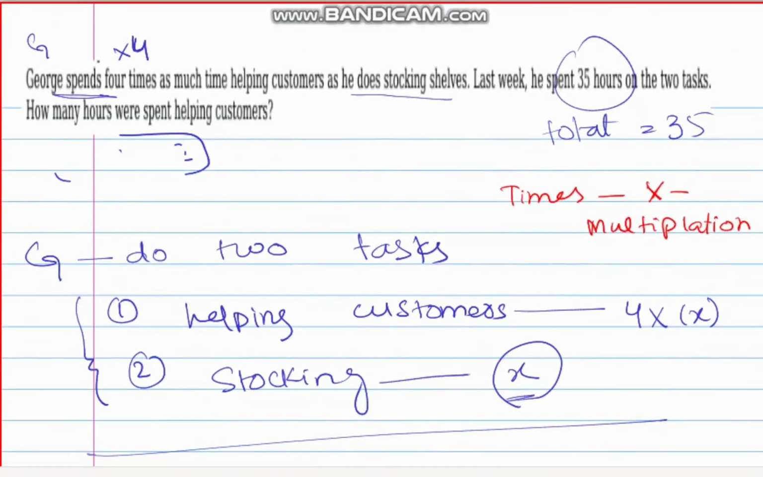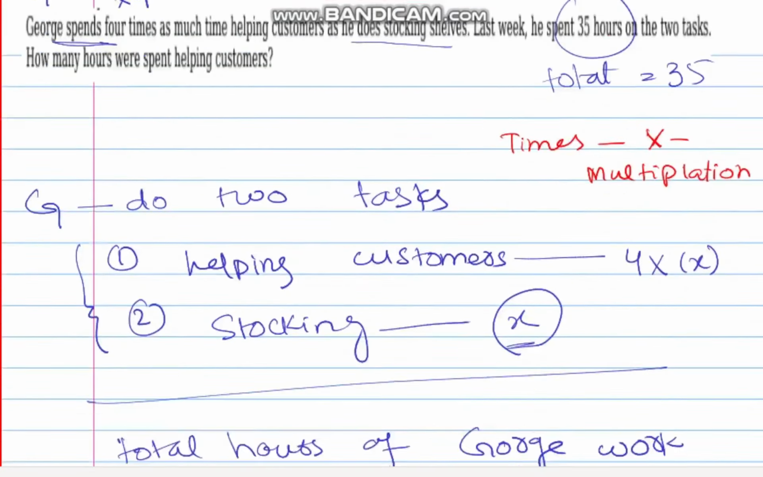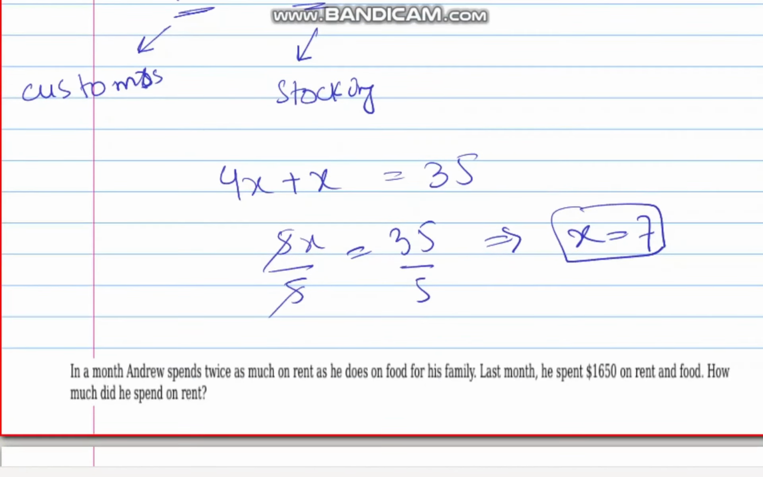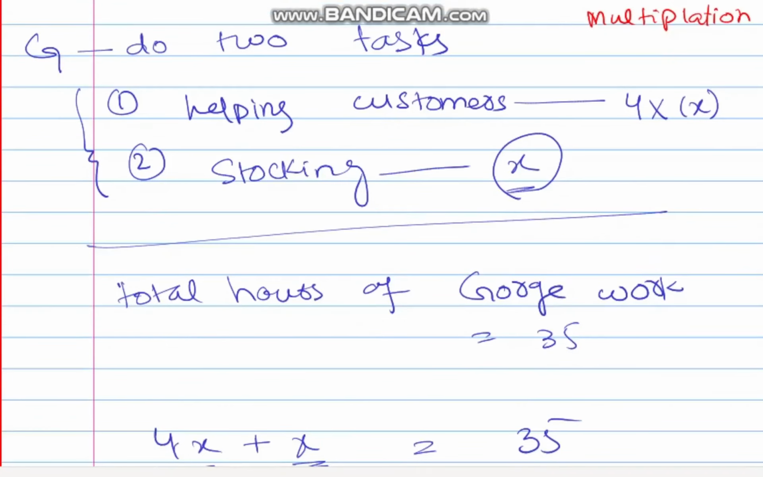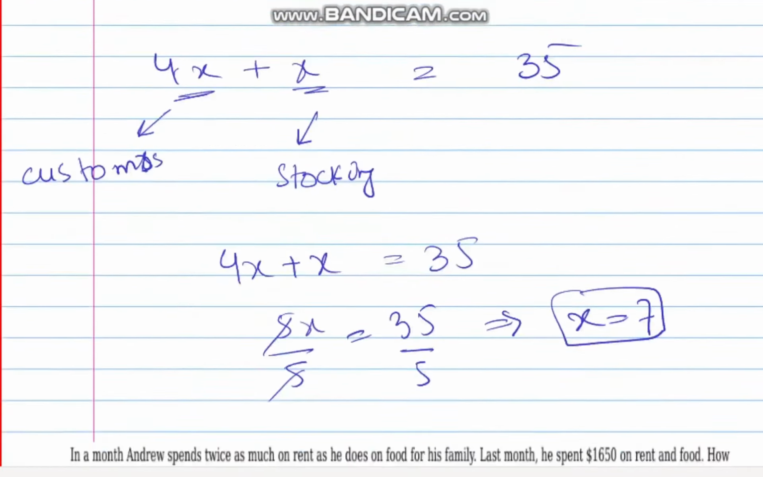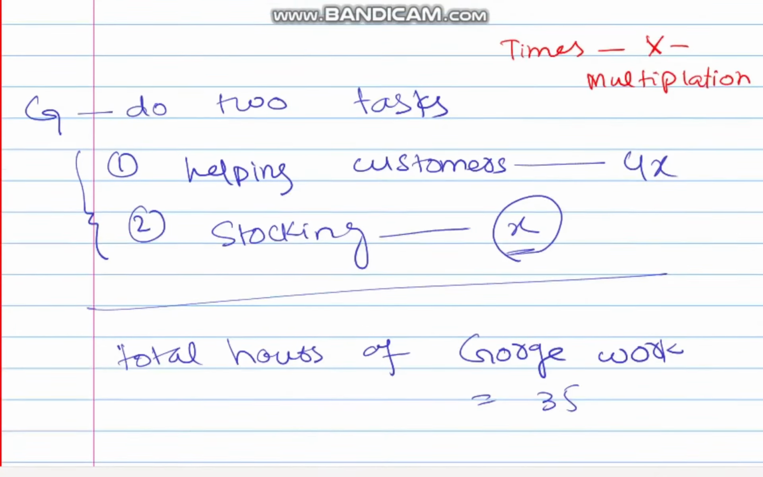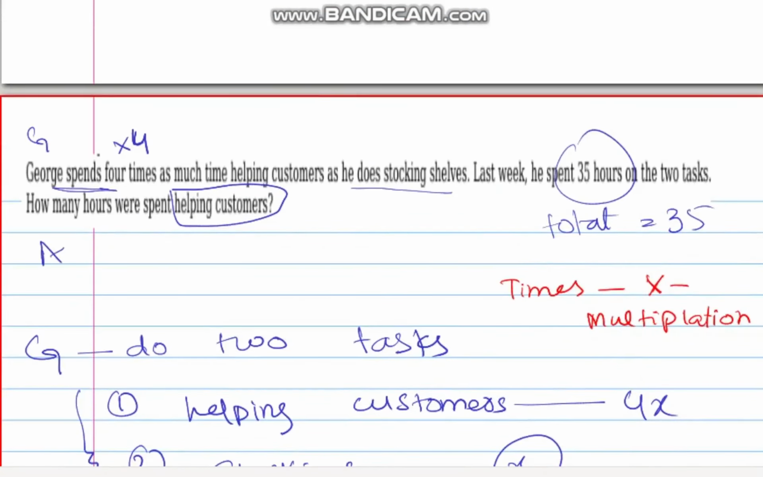It's a very easy question. The question is how many hours were spent helping customers. I told you before that for helping customers he spent 4x. So we will multiply 4 with x. What is x? This is 7, so 4 multiplied by 7 is 28. So this is your answer, the helping hours for the customer.